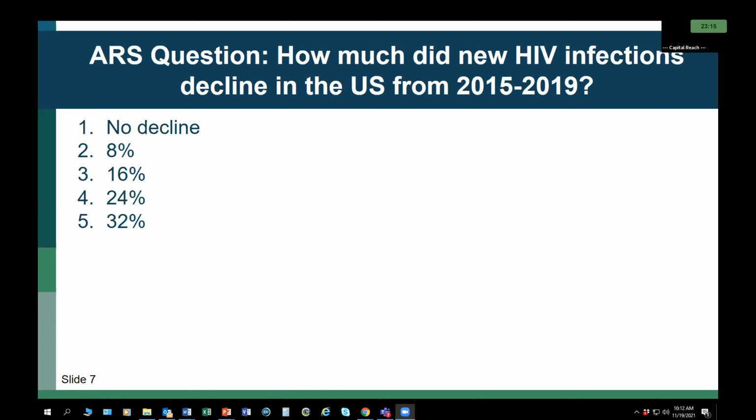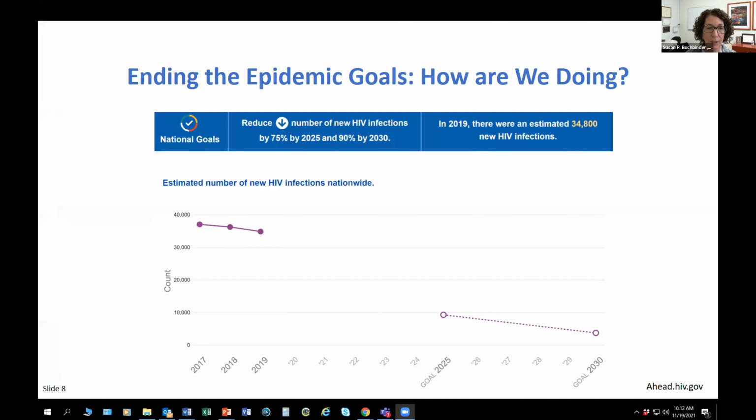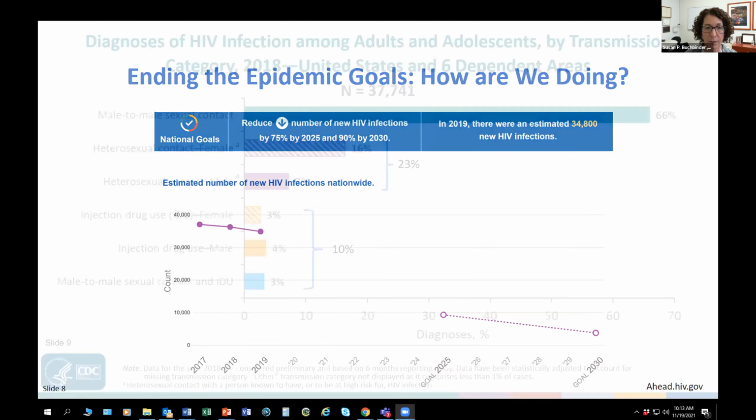Okay, well, we have 58% got the answer right. It's only 8%. So to get to 75%, we clearly have our work cut out for us. So that's what we're going to talk about today. This is just from 2017 to 2019, and you can see this very slow decline, and we're supposed to get all the way down here to, by 2025, less than 10,000 new infections a year.